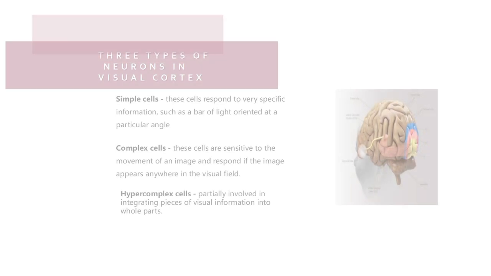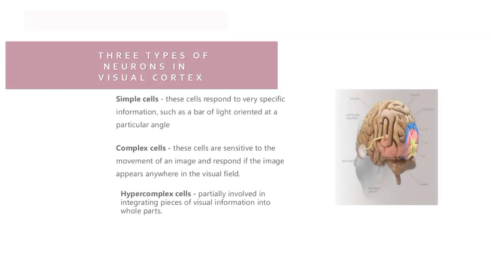Three types of neurons in the visual cortex. Simple cells. These cells respond to very specific information, such as a bar of light oriented at a particular angle. Complex cells. These cells are sensitive to the movement of an image and respond if the image appears anywhere in the visual field. Hypercomplex cells, partially involved in integrating pieces of visual information into whole parts.